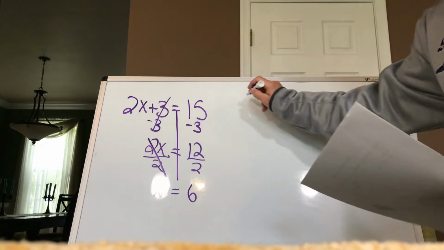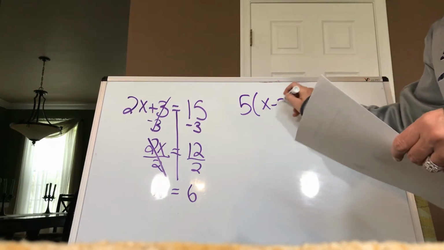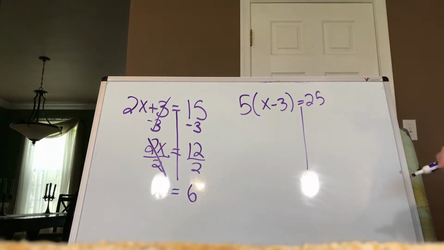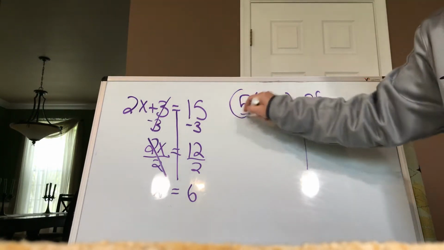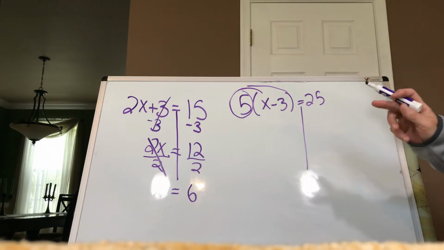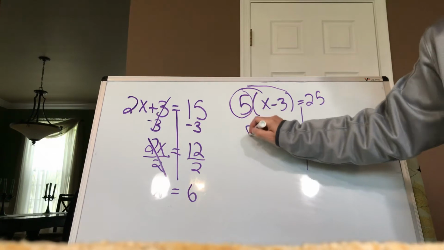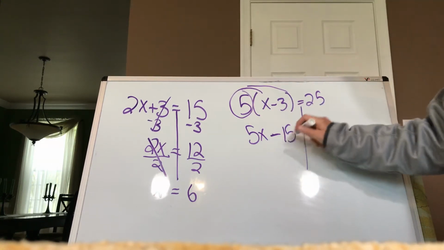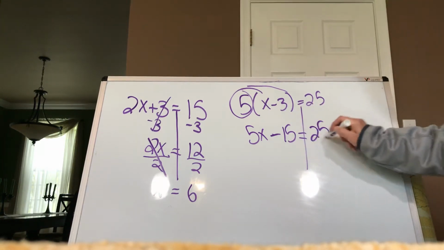Now, let's take a look at one that looks like this. 5 times the quantity, x minus 3, equals 25. Draw your line down the middle. Here, I need to distribute first. Distribute that 5. You're always going to simplify both sides of your equation first if you can. 5 times x is 5x. Positive 5 times negative 3 is negative 15. So I'm just going to write minus 15. Remember, no double signs, equals 25.